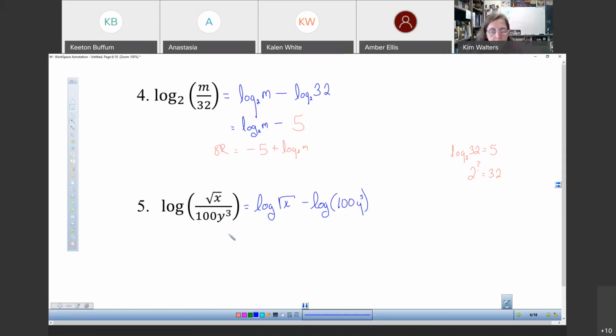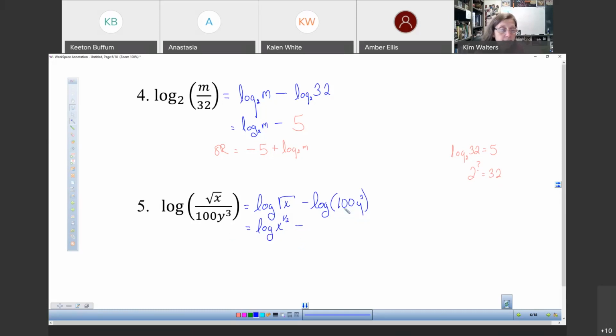So I'm going to take this an extra step in here. This first part, this log of the square root of x, I'm going to rewrite this as x to the 1/2. Now that might not be something you thought about doing, but we do have to do that. My square root is the same thing as the 1/2 power. That's going to be huge, okay?